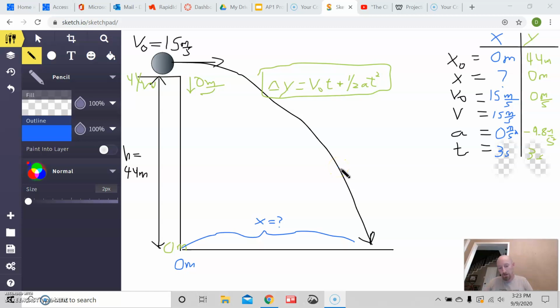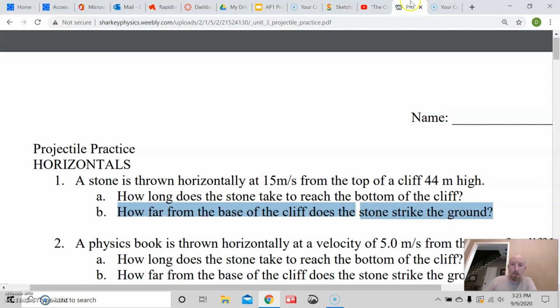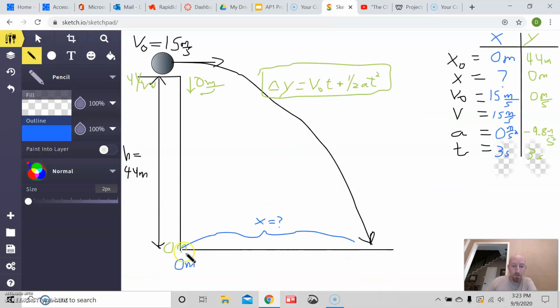Projectile practice. At the end of my last video, we just solved for the time, and we said that the time is the same in both columns. Part B of the question was how far from the base of the cliff does a stone strike the ground, which is this displacement right here, called range, and that's something in our x column, the displacement in our x column.